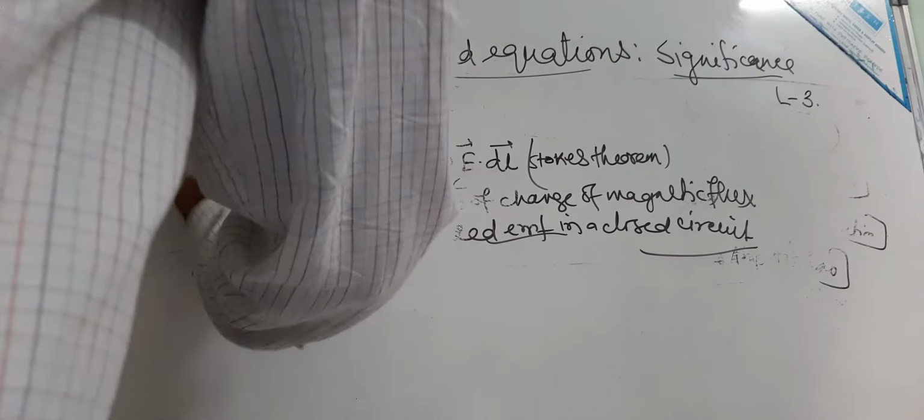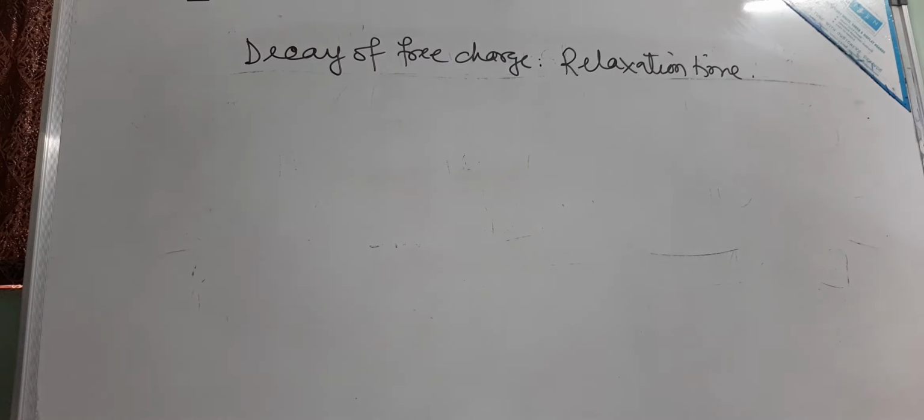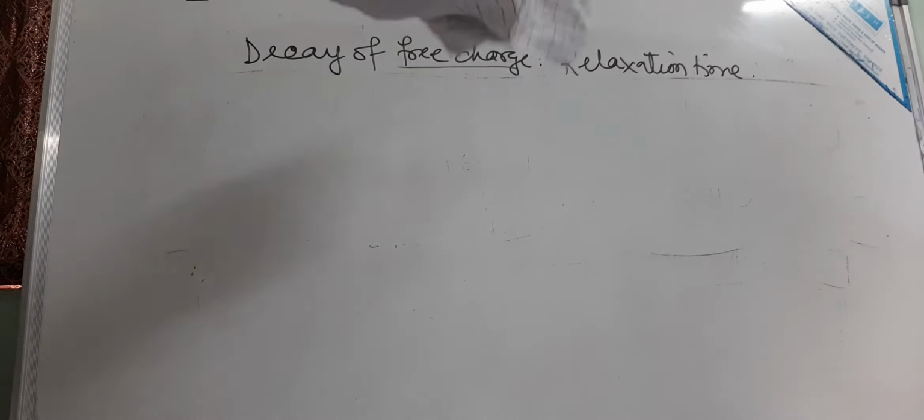Now, considering Maxwell's equation, that is Ampere's law, we will be discussing the decay of free charge, or what is the relaxation time. The important deduction that we get from Maxwell's equations is the decay of free charges. We are talking about free charges, not bound charges or any other charges. So how does it decay, and what is the relaxation time?